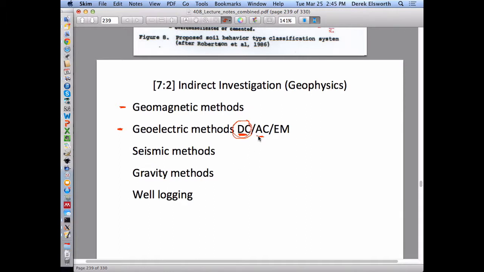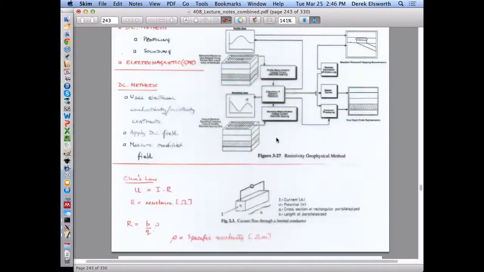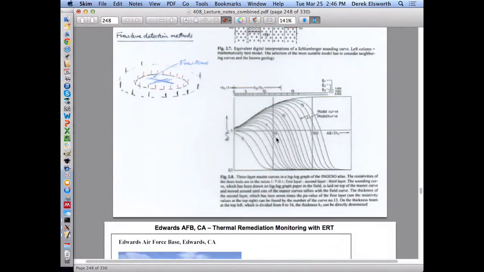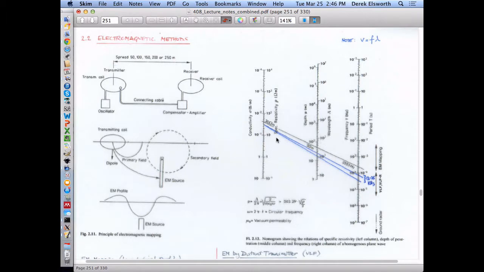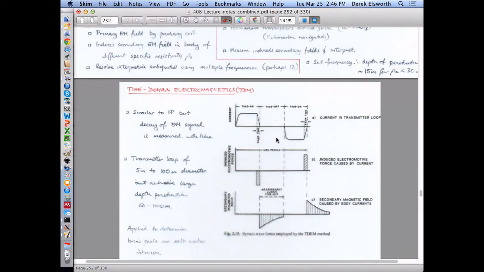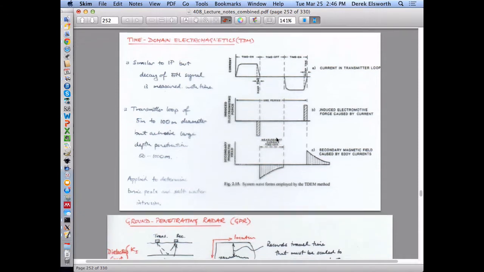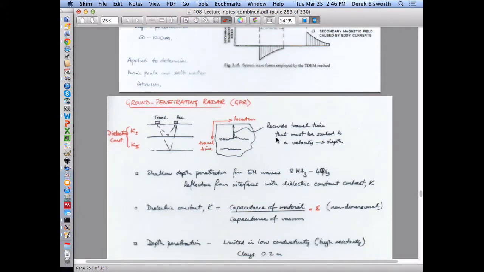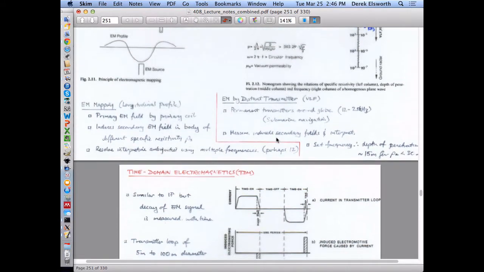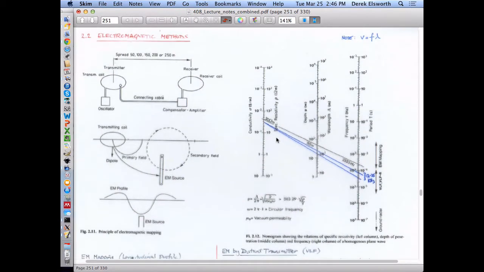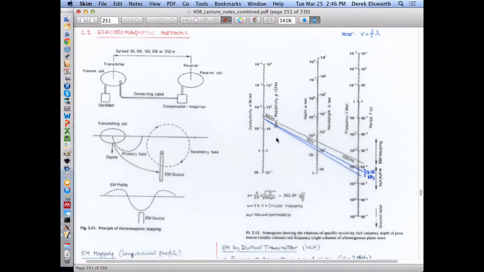AC is very exotic, and electromagnetic methods some are used. Some small-scale ones are used. They divide themselves between two general types. Large-scale electromagnetic methods, time-domain electromagnetics, and ground-penetrating radar. The large-scale electromagnetic methods use large arrays. Some of them use electromagnetic signals that are naturally occurring.